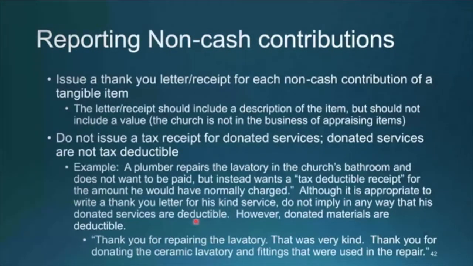Let's talk about reporting non-cash contributions. I see a lot of non-compliance in this area, and so I'd like to be able to clean some of that up for you here today. Issue a thank you letter or receipt for each non-cash contribution of a tangible item. A tangible item just means something you can touch. So somebody gives a piano, yes, we're going to give them a contribution letter or receipt.